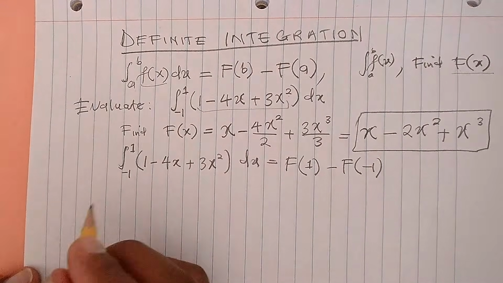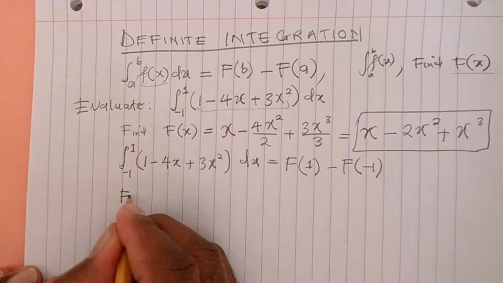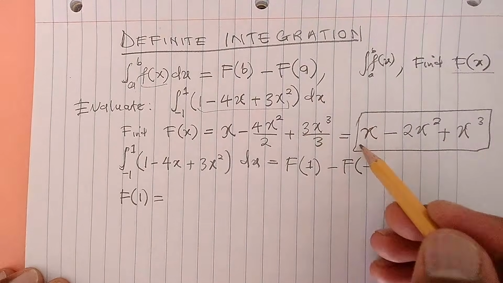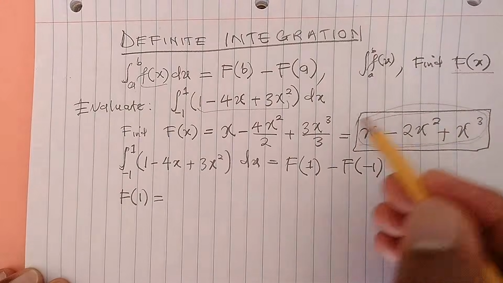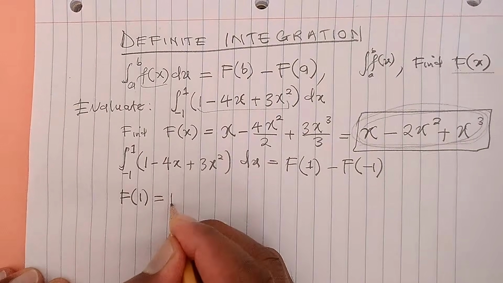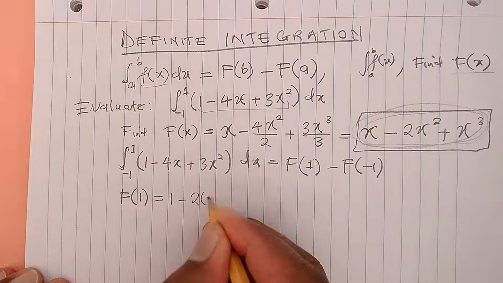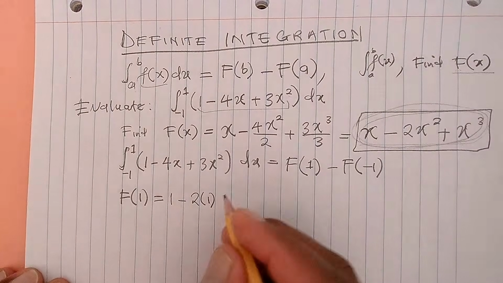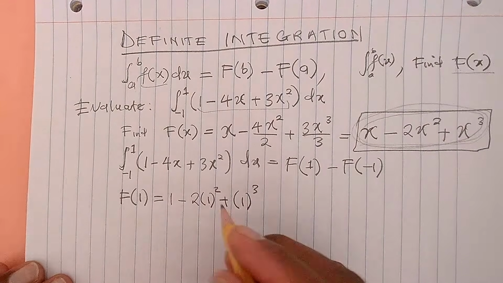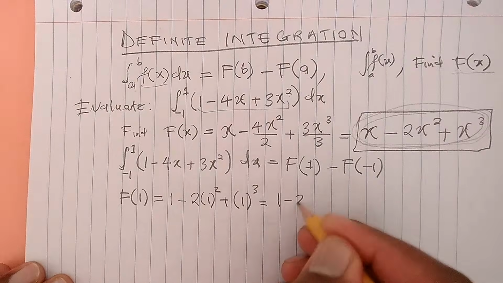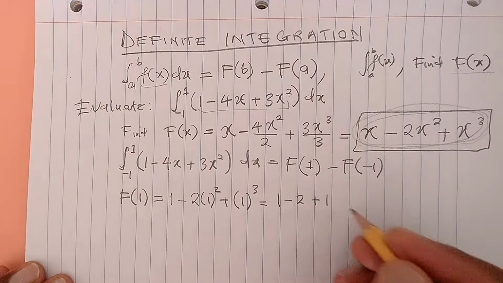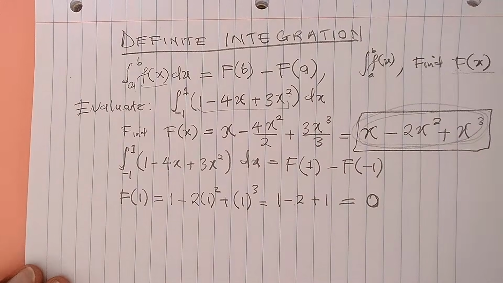So let us go ahead and do that. So what is F at 1? F at 1 will be, so the F is, I'm referring to this expression here. Okay, so where there is x, I just put 1. So this becomes 1 minus 2 multiplied by 1 squared, which is just 1, then plus 1 to the power 3, it is just 1, right? So this is just 1 minus 2 plus 1, right? So 1 minus 2 is negative 1, plus 1 is 0. So that thing is a 0, okay?